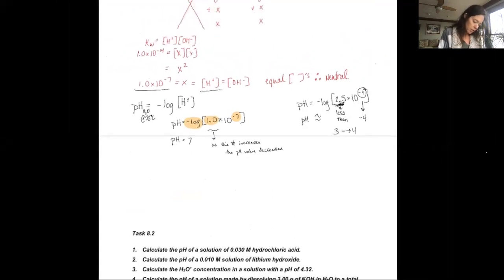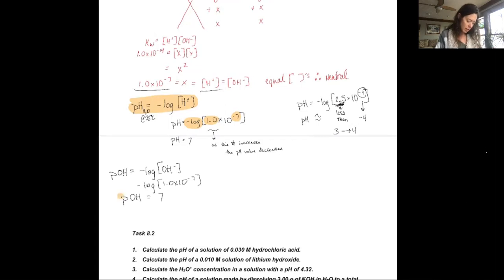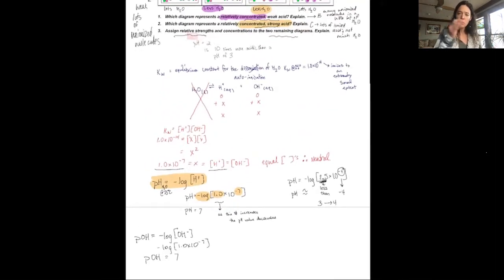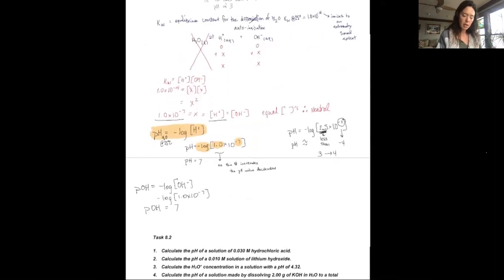Okay, so we have this equation here: pH equals negative log H. Well, guess what, guys? There's another similar equation. That is pOH equals negative log OH. For water at 25 degrees Celsius, that is the negative log of 1.0 times 10 to the negative 7th. We can do that in our head. That's pOH equals 7. So that's cool. pOH is the same thing, it's just in regards to hydroxides. However, you cannot use a pOH on the pH scale.